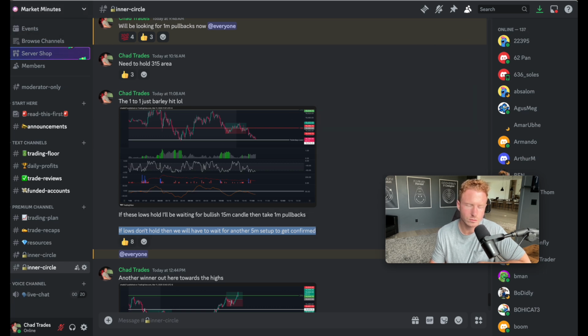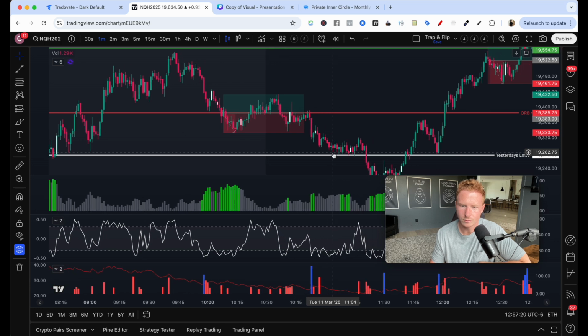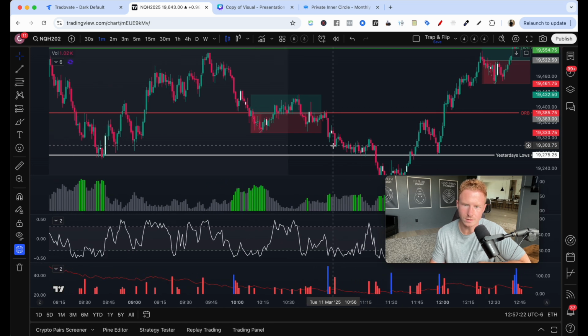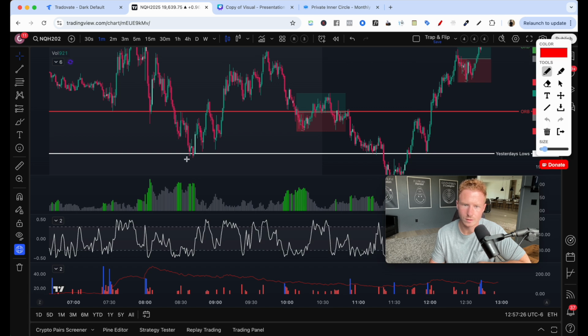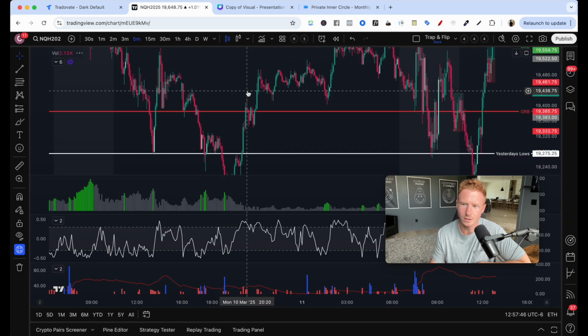If we go back to 11:08, this was right here. So I was basically trying to see, will these lows hold? If they do, then I wait for a big move up and then get in on a pullback, right? If they don't hold, then I need to wait for a new 5-minute setup. As you can see, they broke through, and now we're going back to the 5-minute time frame, waiting for a new setup to appear.